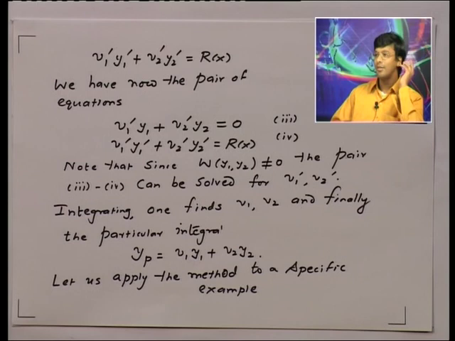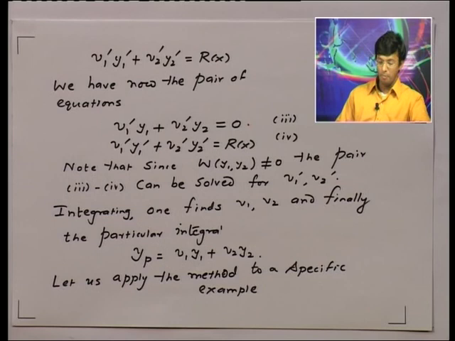So, now let us look at this method in totality. We have made two fundamental assumptions, the two ansatz. What is the first ansatz? That the particular solution YP has the form V1 Y1 plus V2 Y2, where V1 and V2 are functions of X. And the second ansatz is this: V1 prime Y1 plus V2 prime Y2 equal to 0. Correct? These two things have to be noted. We have made two basic assumptions.